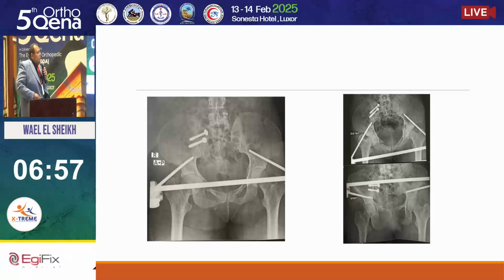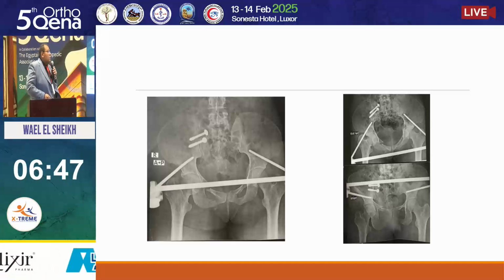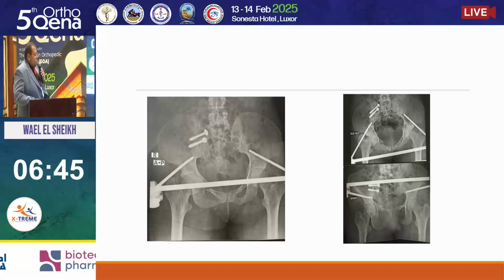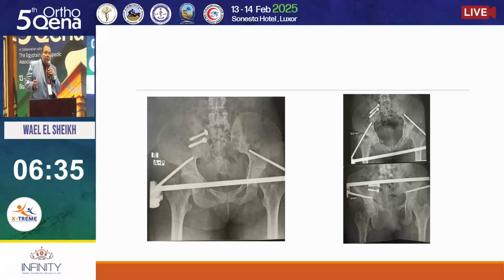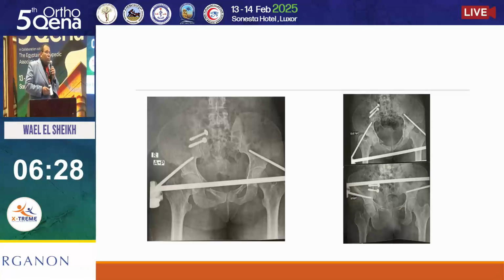With this simple reduction and fixation in such cases, our policy is to remove the external fixator at 1 month and to delay weight bearing for 1.5 months for the patient. As regards the posterior ring fixation, we saw that with the 7.3 millimeter screw, either for the sacroiliac fracture or the sacral fracture, or for the lateral compression fracture, 1 screw is enough. 2 screws may be used in the lateral compression type, and it is more than enough for the posterior ring fixation.